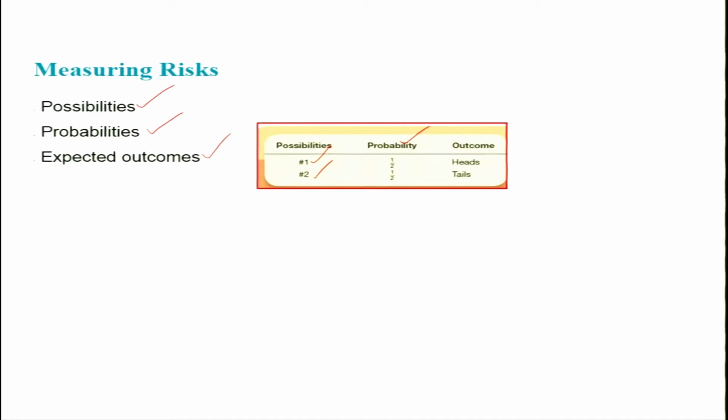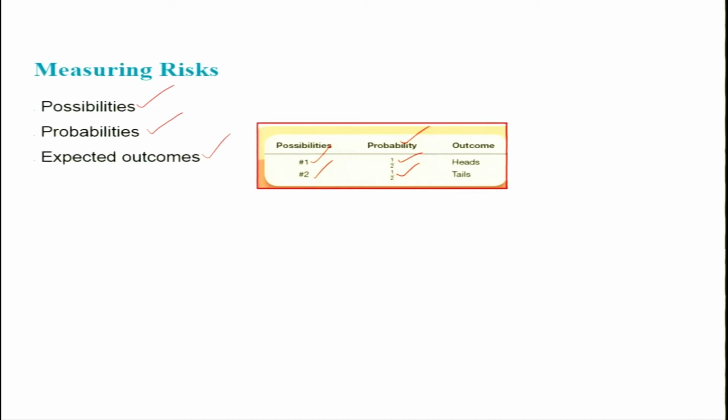So, when we quantify here, you know that the probability of heads coming up is going to be 0.5, that is half, 50%. And tails obviously is also 0.5, that is 1 half. So, this is the probability.